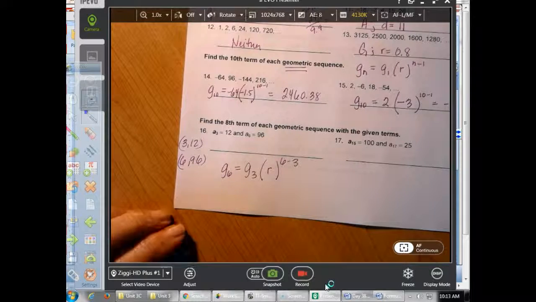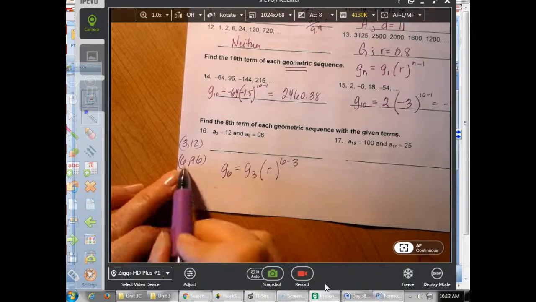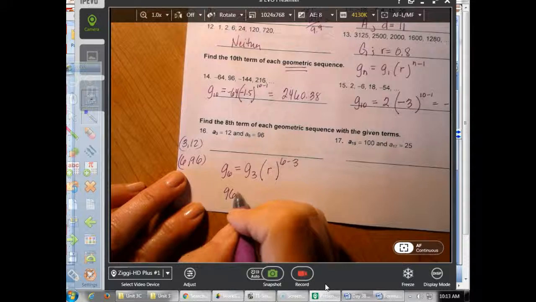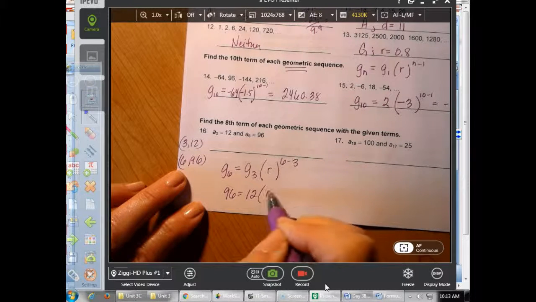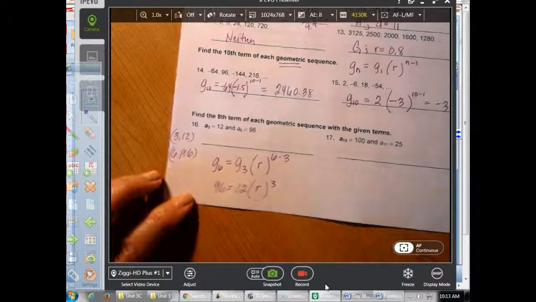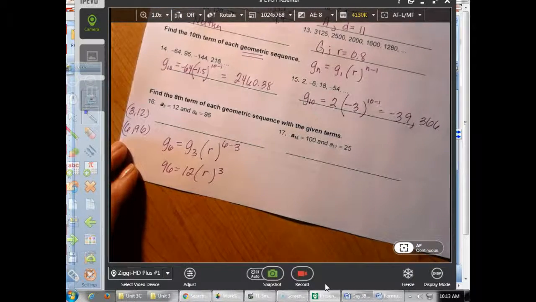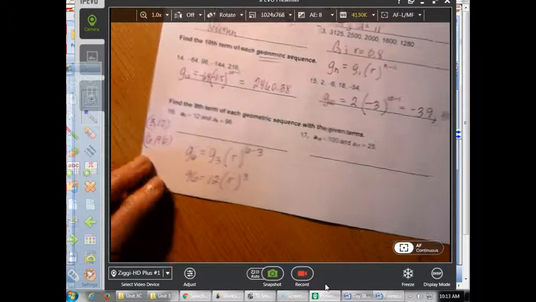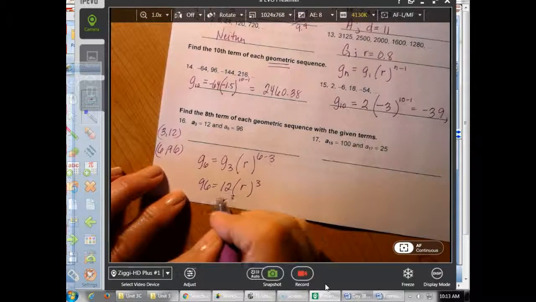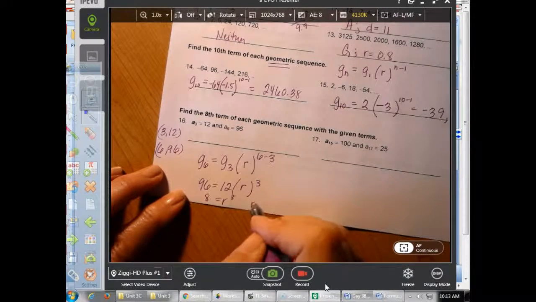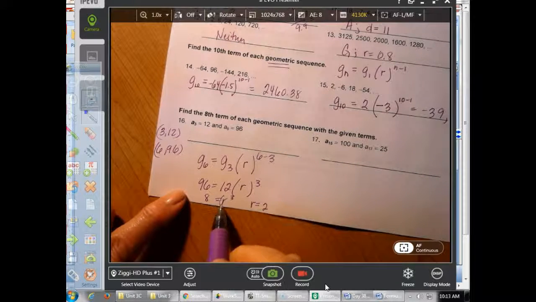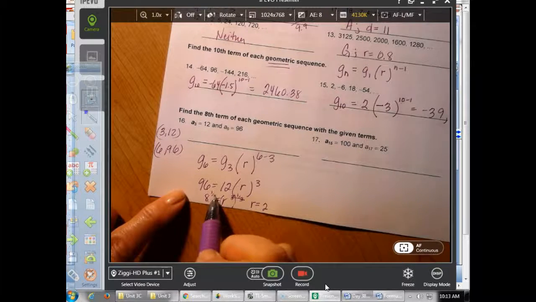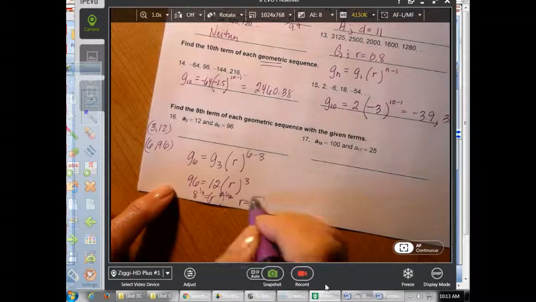So how am I going to solve for this? Well, I just plug in G sub 6. So 96 is equal to 12 times R raised to the 3rd power. So I'm going to divide both sides by 12, and I get R cubed is equal to 8. So then R is just going to be equal to 2. In class we did this where we raised both sides to the 1/3, so that will cancel. But you can mostly see that R is just going to be a 2.